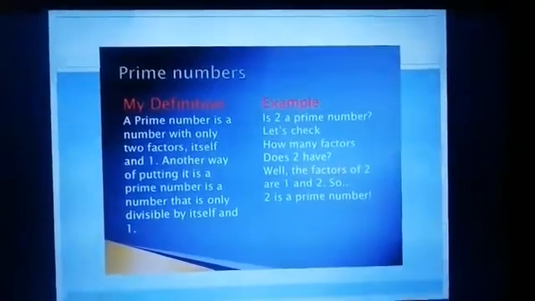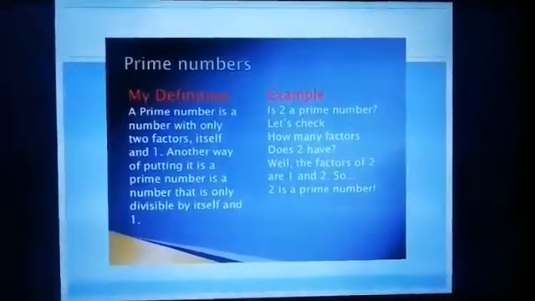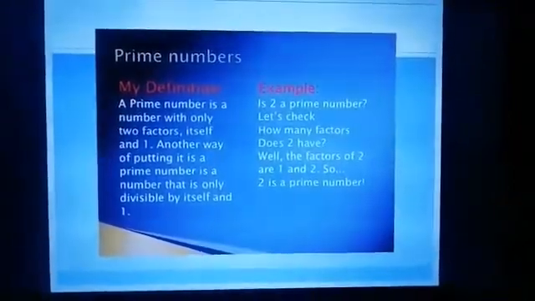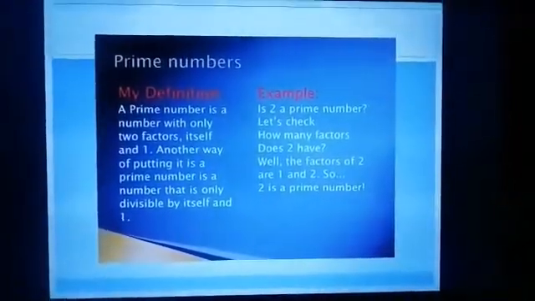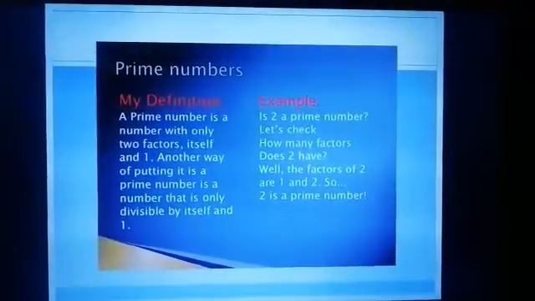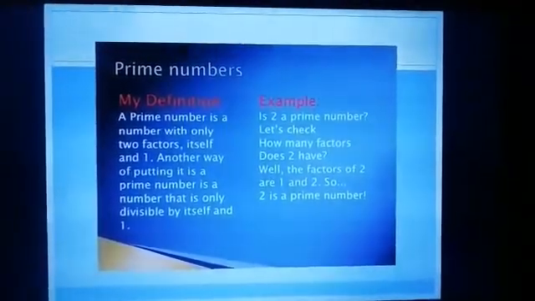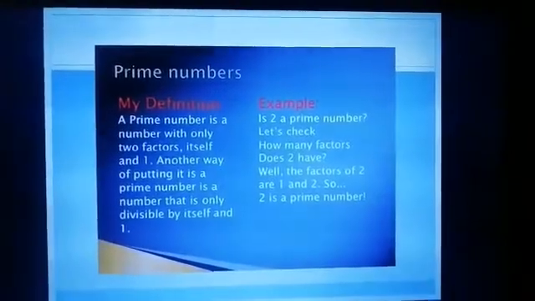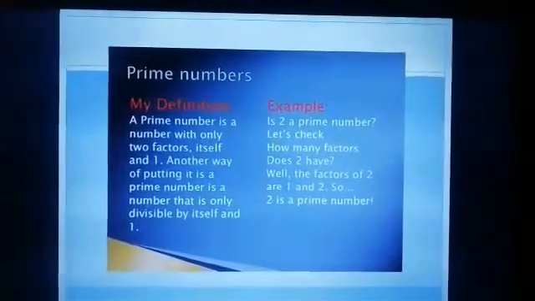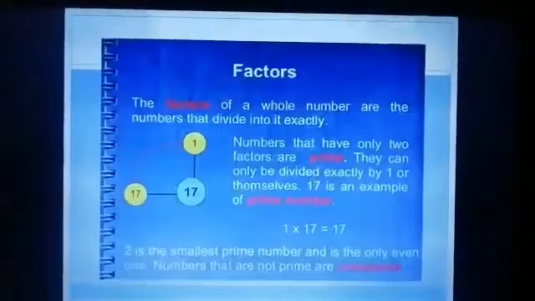For example, 2, right? We have 2. 2 comes only in the ones table and the 2s table. In any other number you cannot find 2 as a factor, right? So 2 has only two factors, 1 and itself. It means 2 is a prime number. So 3, 5, 7, we have more prime numbers.